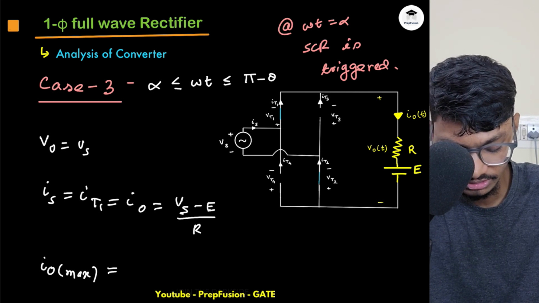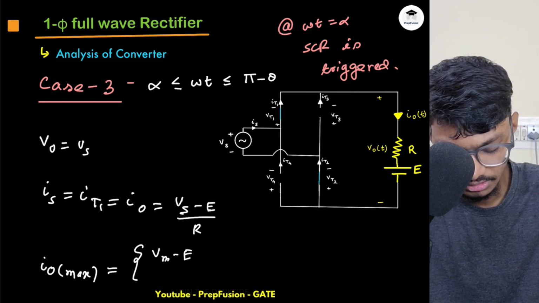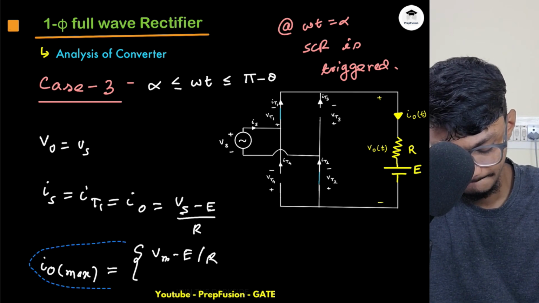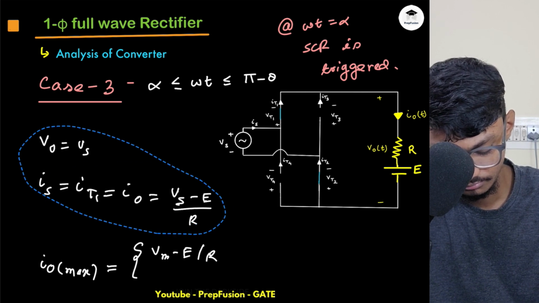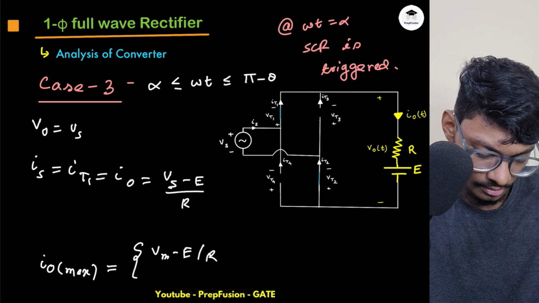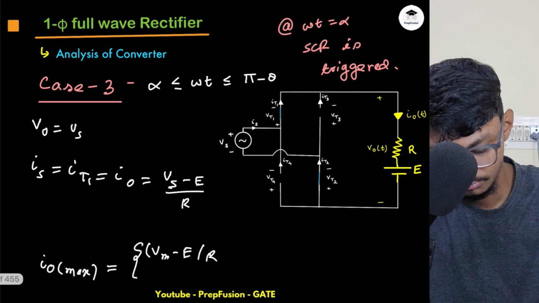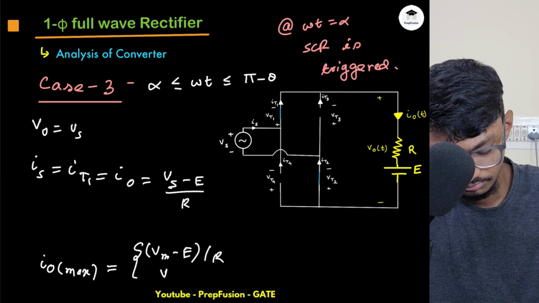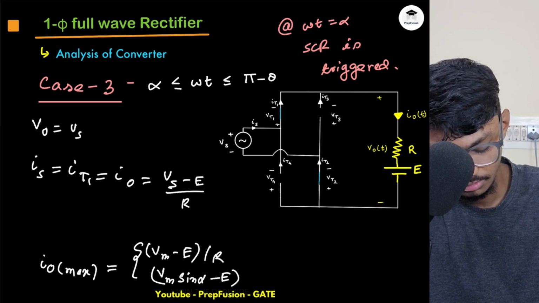Okay, this is equal to what? There can be two values here. One is Vm minus E divided by R. Another one is Vm sin alpha minus E divided by R.